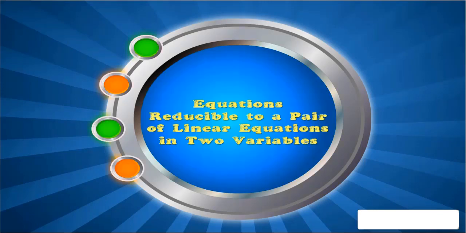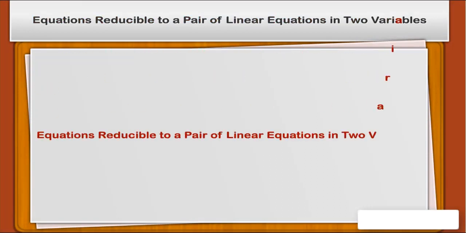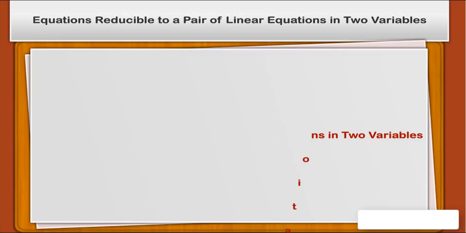Equations reducible to a pair of linear equations in two variables. In this module, we shall discuss the solution of such pairs of equations which are not linear but can be reduced to linear form by making some suitable substitution. Let us explain this process through some examples. Let us discuss the first type.